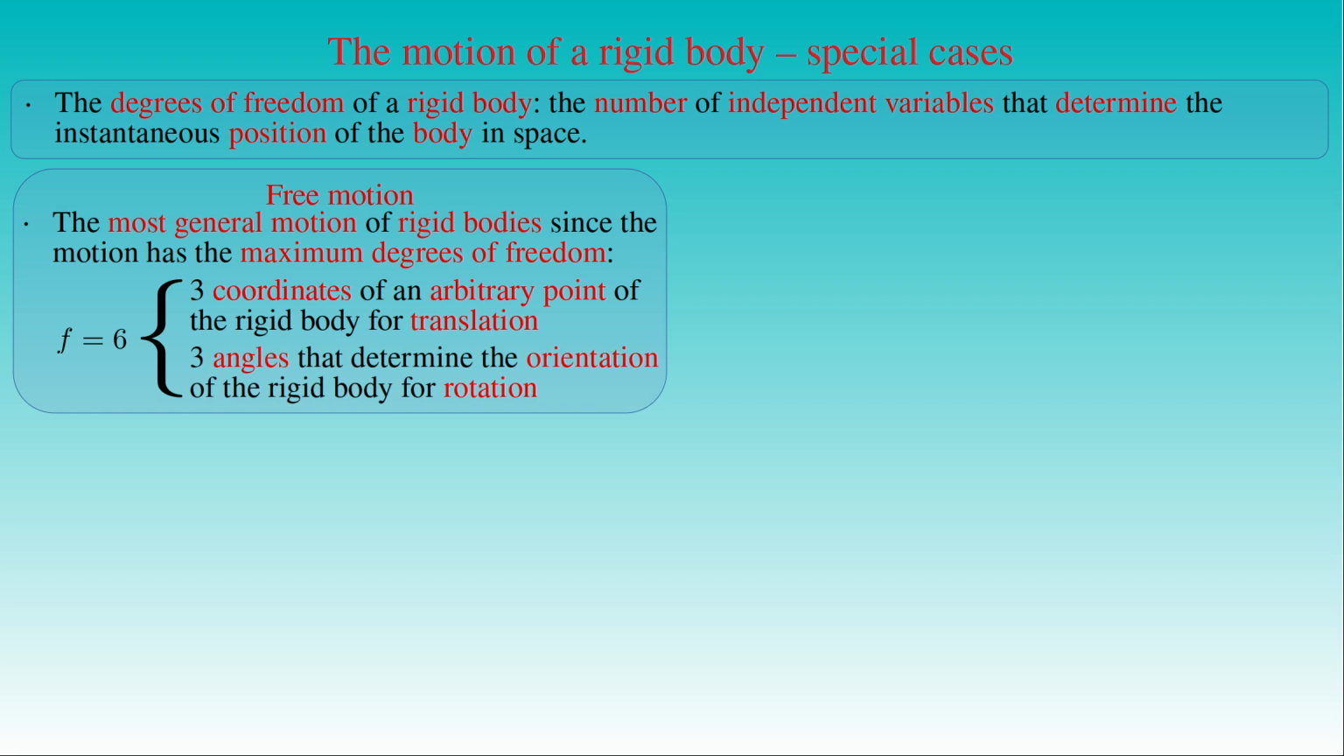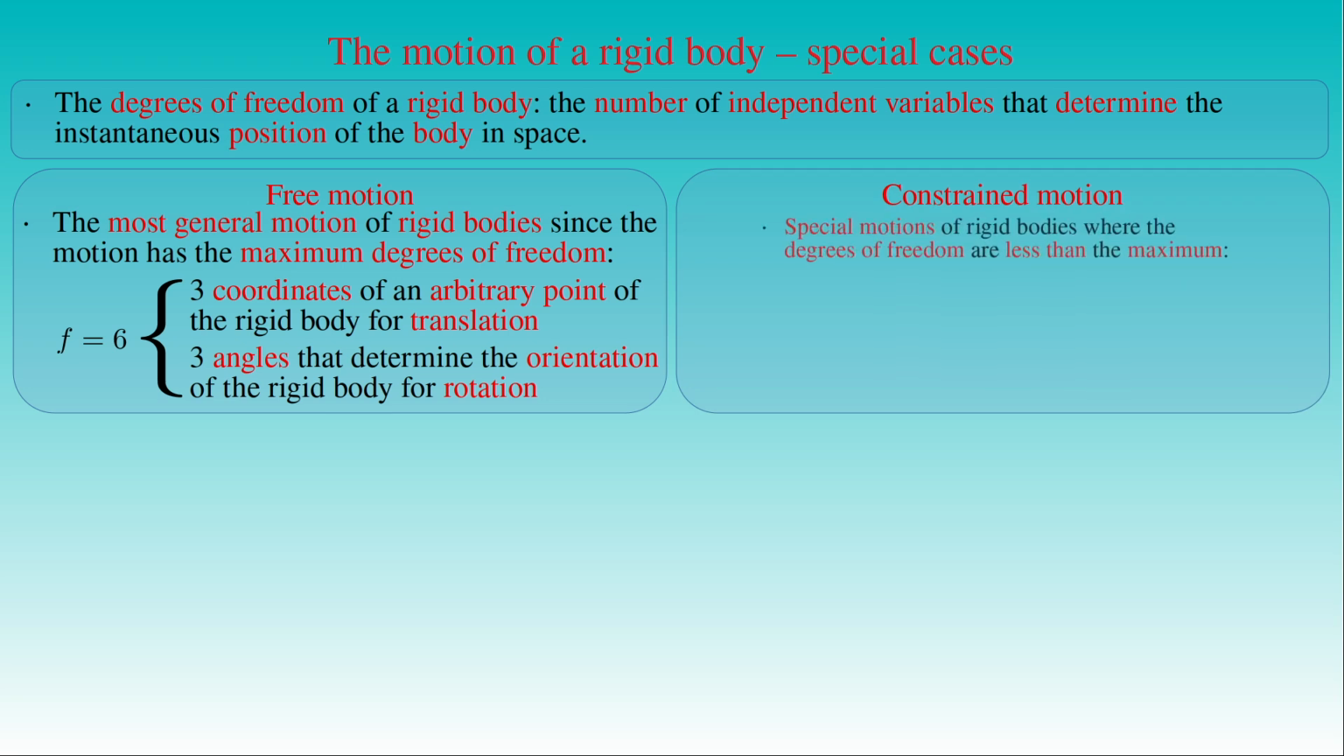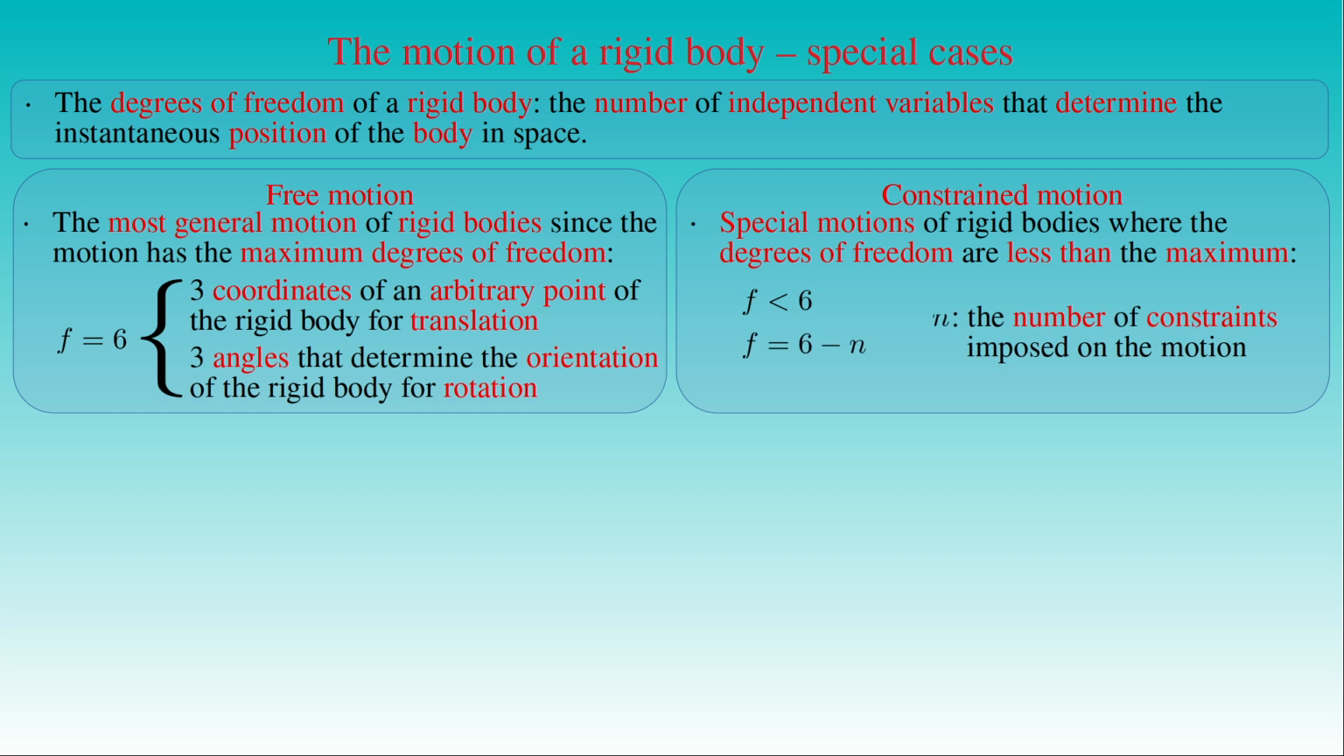The second group describes the constrained motion of rigid bodies. In this case we talk about special motions where the degrees of freedom are less than the maximum, that is f is less than 6. For rigid motion we can write the degrees of freedom f as the difference between the maximum, that is 6, and the number n of the constraints imposed on the motion.